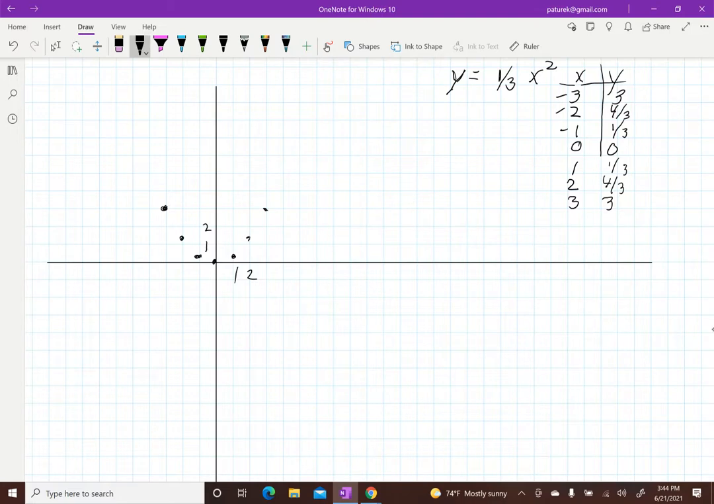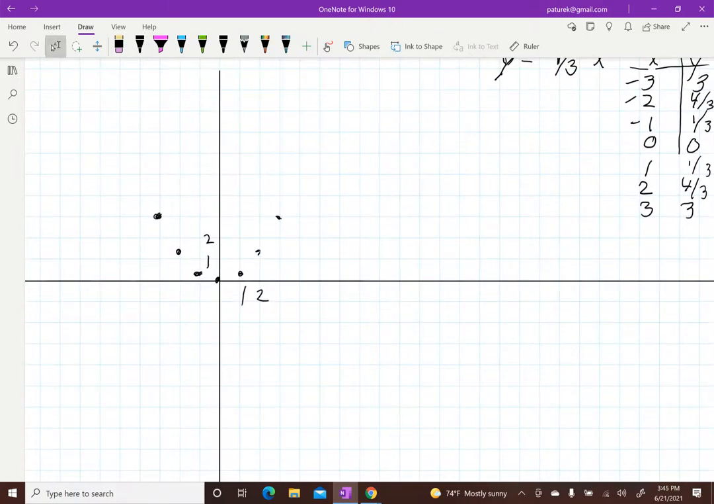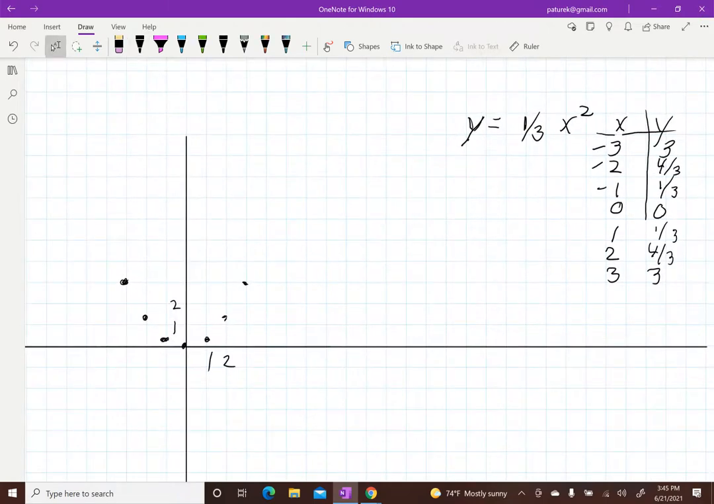I plugged in x equals 1 and got y equals 1/3. I plugged in x equals 2 and got y equals 4/3. I plugged in x equals 3 and got y equals 3. And as you can see, I've already plotted the dots, and I can recognize, oh, this is a quadratic formula, ax squared plus 0x plus 0.